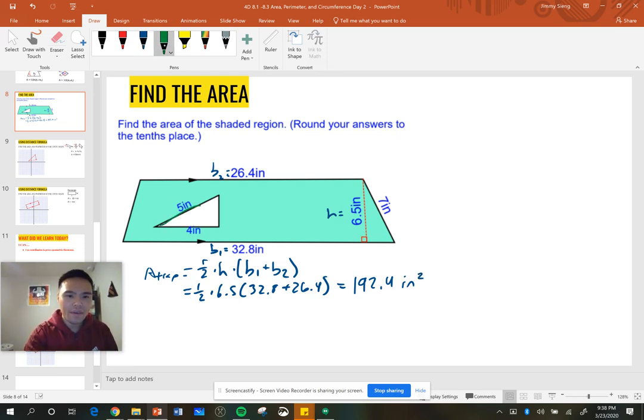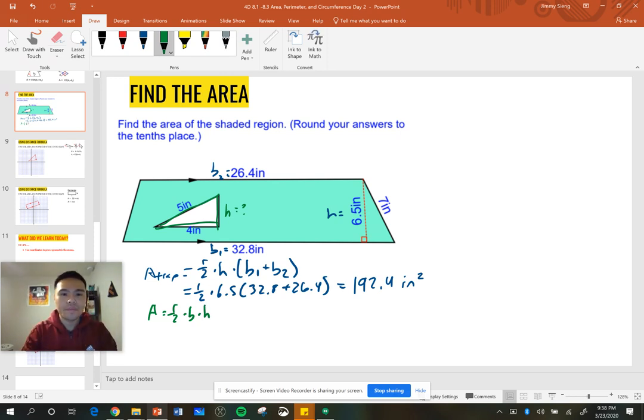Next, I need to find that right triangle. What's wrong with it? What do you think? If you said it was the height, you are correct. We need to find the height. I have no clue what my height is. Okay, so I know that the area of a triangle is 1/2 times base times the height. But I need to find that height.